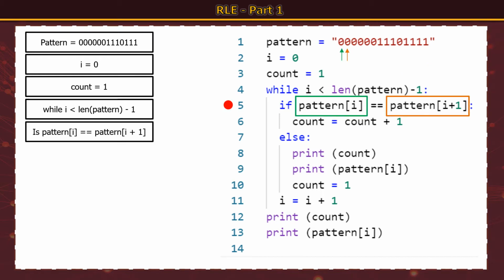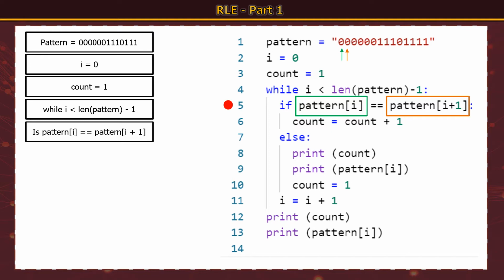If pattern I is equal to pattern I plus 1. Now the I here is referring to an index, so at the top you can see the two arrows. The green arrow is pointing at index 0, and the orange arrow is pointing at index 1. So if pattern 0, because we're inputting I, is equal to pattern I plus 1. Now I plus 1 would give us 1. So we're looking at the green value and the orange value. Is 0 equal to 0?